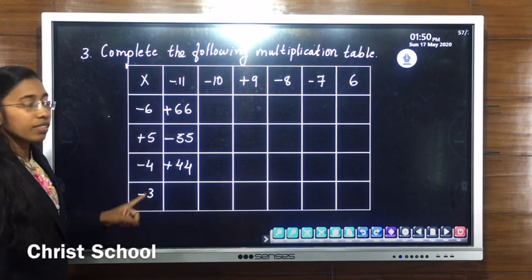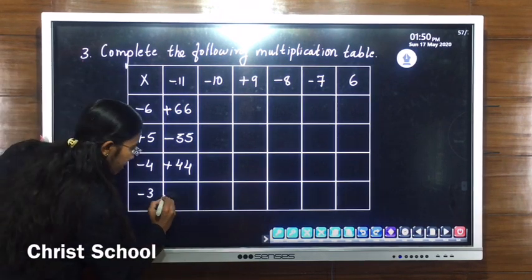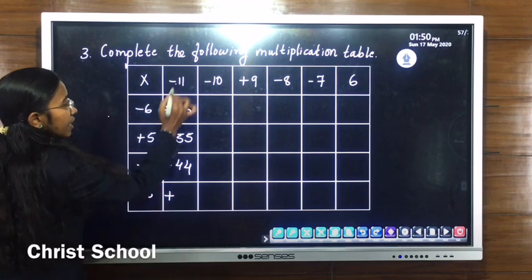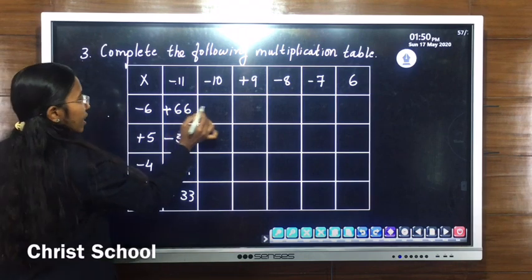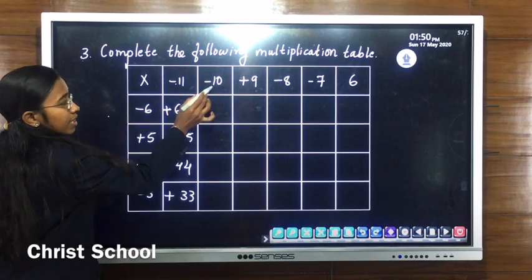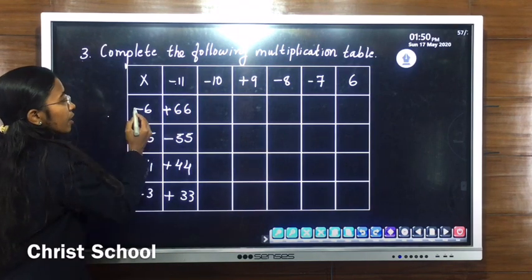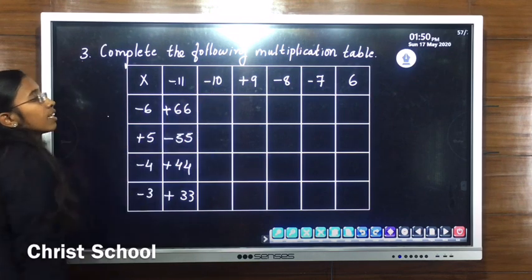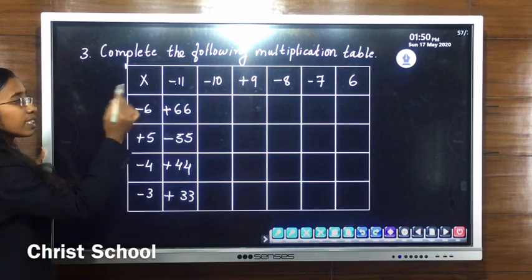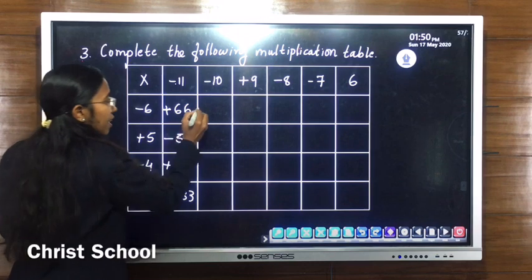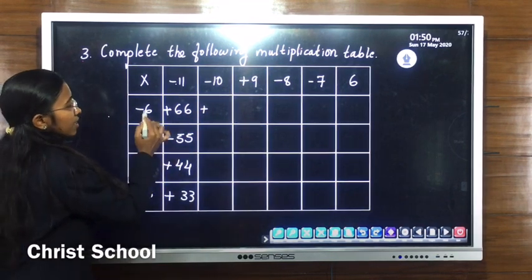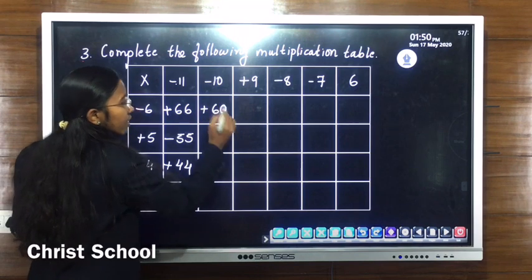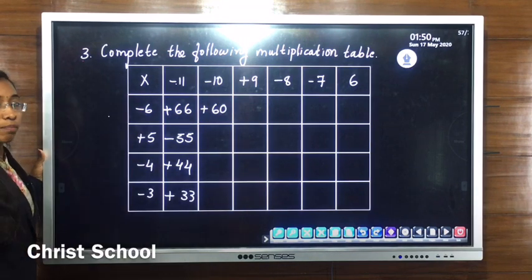Here minus 3 into minus 11. This is also like integers. So our sign is always positive. 3 into 11 is 33. Like this. Here we are multiplying minus 6 and minus 10. Here also these are like integers because both integers are negative. So our sign is always positive, and multiply the number. 6 into 10 is 60. That is the answer is plus 60.